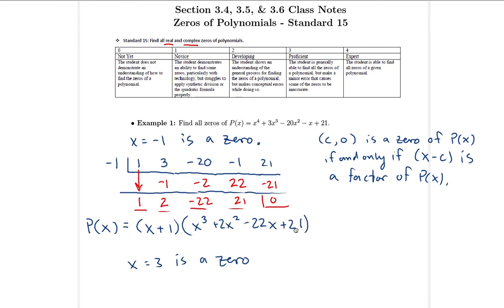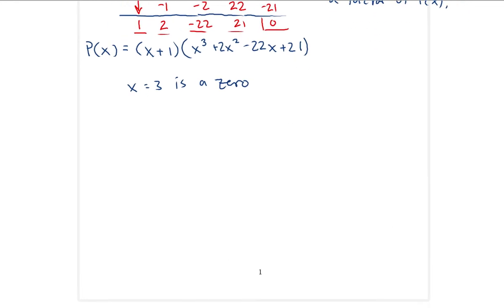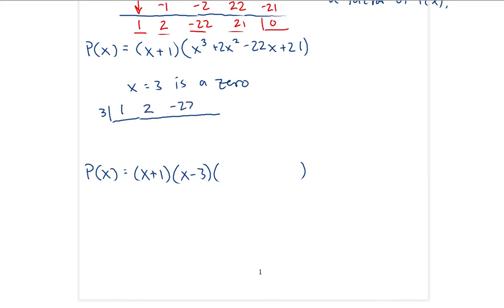All right, let's move down here a bit. All right, so we're gonna do the same thing. So, to skip down here a little bit, p of x is equal to, so I already have x plus 1 out there, and if x equals 3 is a 0, then I need to have x minus 3 as a factor as well. So the question is what goes in here? And again, we find out using synthetic division. So there's a 1 in front of the x cubed, a 2 in front of the x squared, minus 22 in front of the x, and a 21 as the constant.